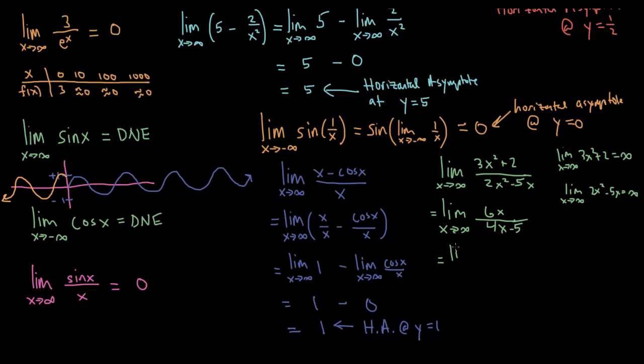So we get the limit as x approaches infinity. What's the derivative of 6x? It's just 6. And what's the derivative of 4x? It's just 4. So now that's just a constant function. The answer is 6 over 4, which equals 3 over 2, which is the answer we knew it should be from the college algebra rational function technique. Okay? But that's how L'Hopital's rule works.